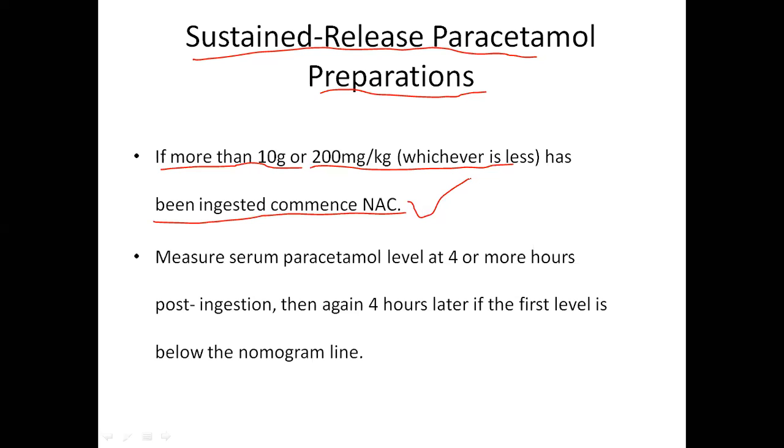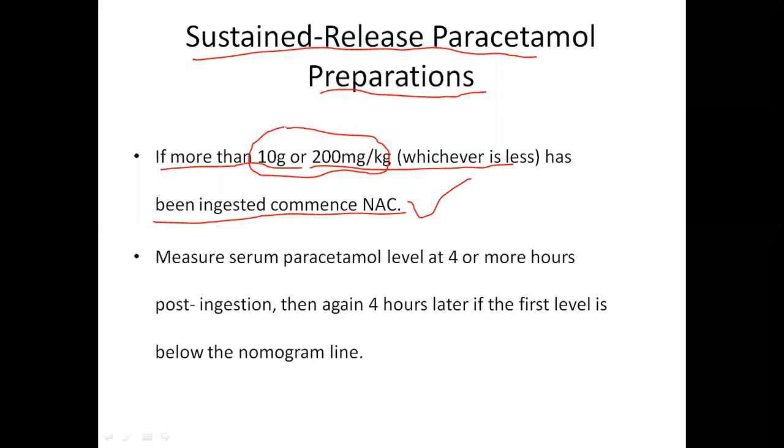But you should know that the patient has taken paracetamol, a sustained release preparation. And what is the dose? Dose is threshold, more than 10 gram or 200 mg per kg. If you know this, start the NAC immediately.